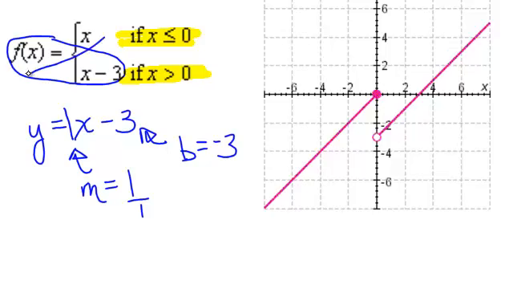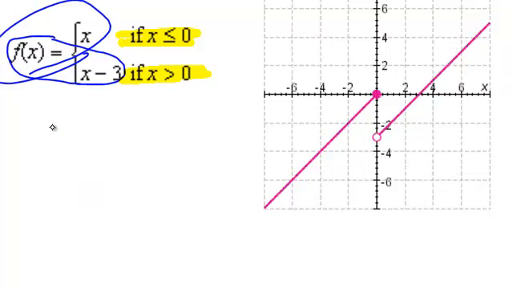So that is how they got the first piece. This is y is equal to x, but this is only true for those x's that are, here's 0, for those x's that are less than or equal to 0. And then the second piece, f of x is equal to x minus 3, that is this line, but we can only use that for those x's that are greater than 0. So that's why I had an open dot at 0 and then only included the part of the line for those x's that are greater than 0.